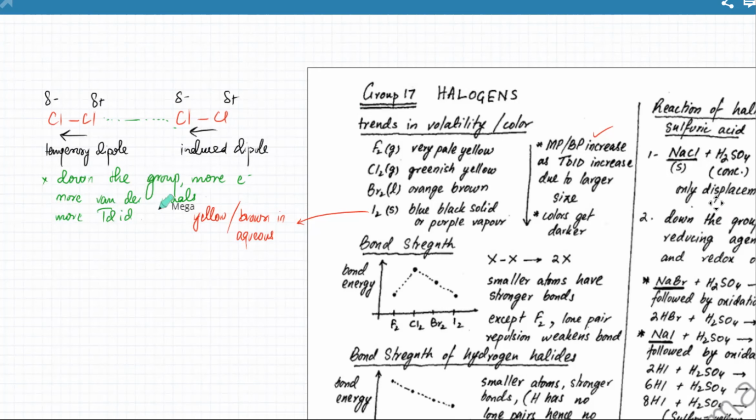So we'll probably finish this in the next class, group 17, and that would pretty much be the end of all the 4 topics for inorganic.